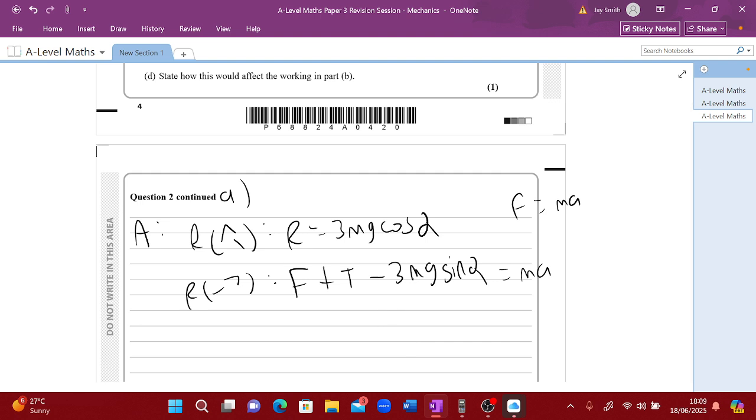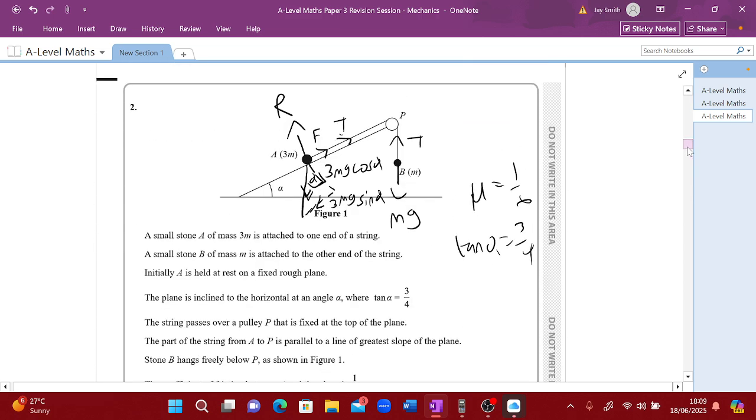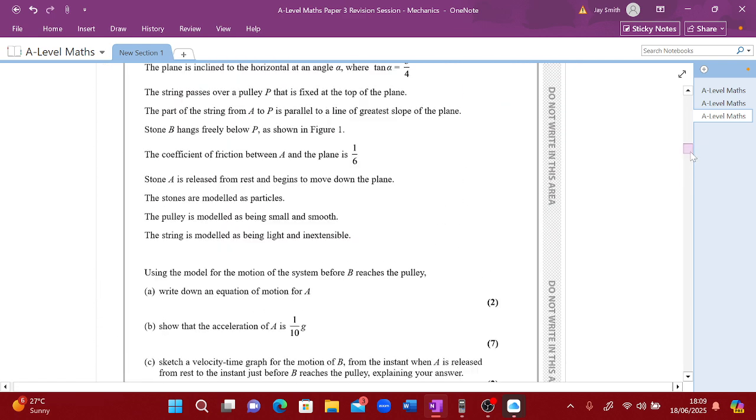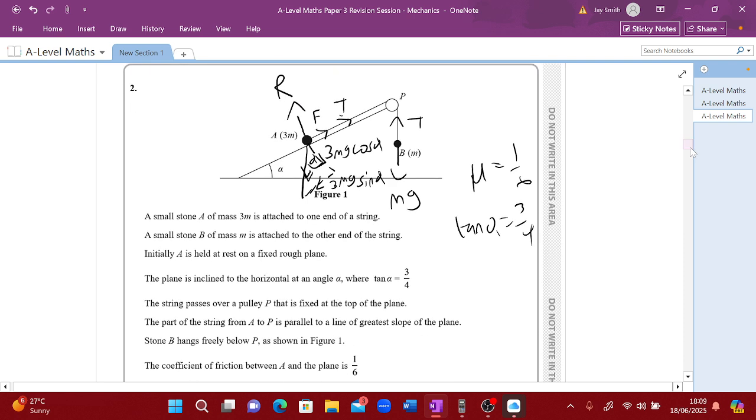So that's our two equations. But we also know that F is mu R. So the friction is mu R, where mu is a sixth. And we also know at B, we can do the same sort of thing. We can resolve up and down. If we resolve upwards, that's where the acceleration is going to be for B. That's where B is going to be moving, right? It's going to move upwards because when A is going down, it's pulling the rope to move B up. If that makes any sense.